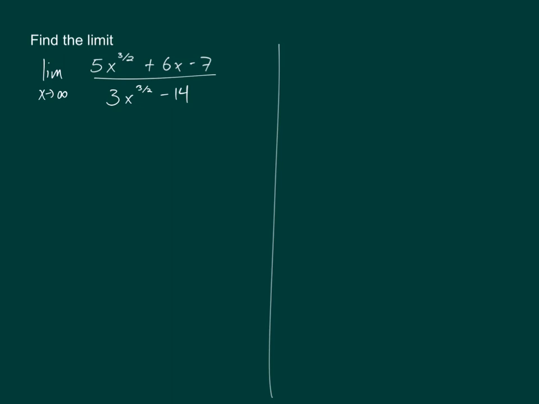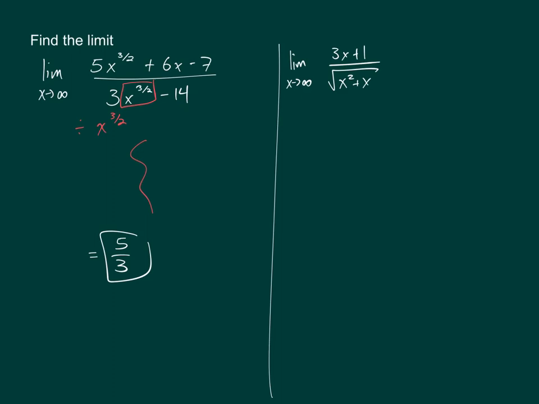Find the limit. In this example, it's very similar to the previous 3 examples you just saw. I am going to let you all go through and divide everything by x to the 3/2 power, because that is the biggest power of x in the denominator. And I want you to actually go through and do this one, and you should get an answer of 5/3 when you're all done.